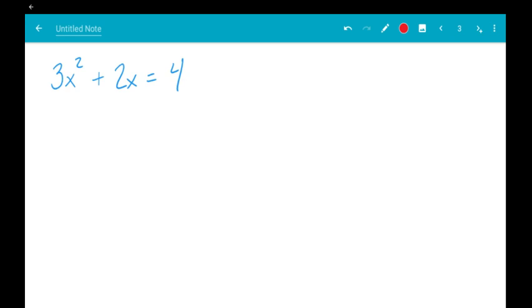So now that it's in standard form, I could try to factor this, but it's going to take me a long time, and I'm just going to get frustrated. So instead of doing that, let's just go ahead and apply the formula. The formula says negative b, so my b term is positive 2, so negative 2 plus or minus the square root of b squared, so 2 squared is 4.